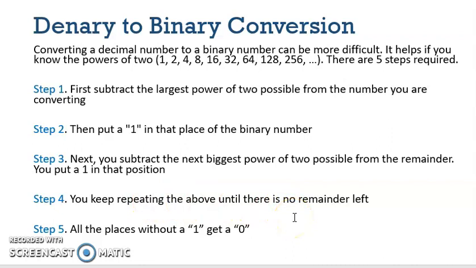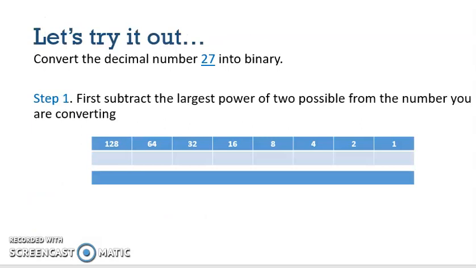And then step 5, all the places without a 1 get a 0, because remember we have to have 8 numbers consisting of 1s and 0s in order to create an 8-bit binary number. Okay, so if we have a go here, let's convert the decimal number 27 into binary. So step 1 is to first subtract the largest power of 2 possible from the number that you're converting.